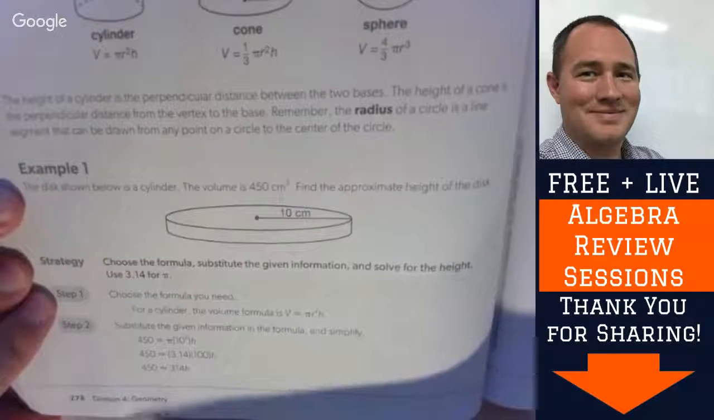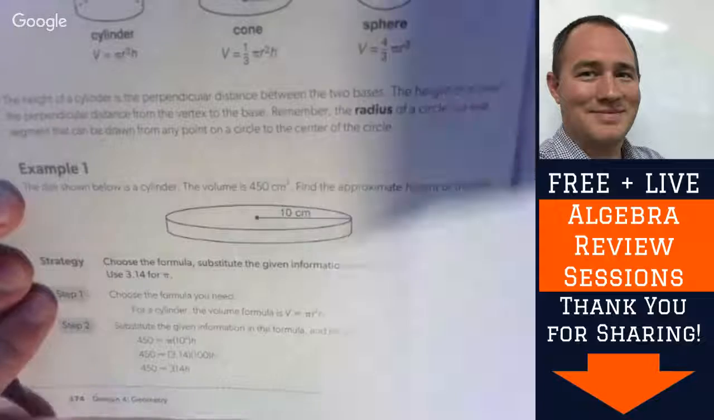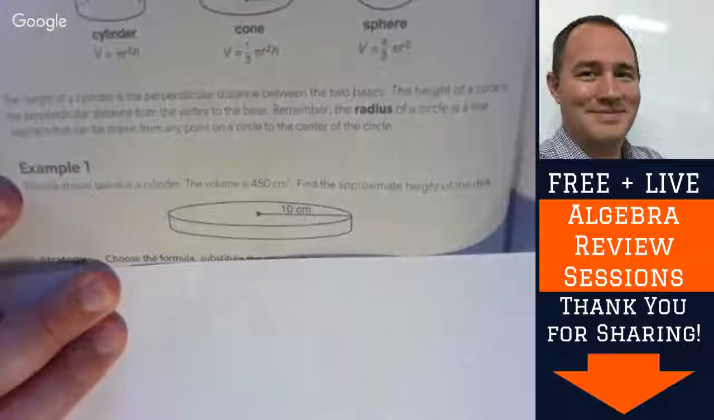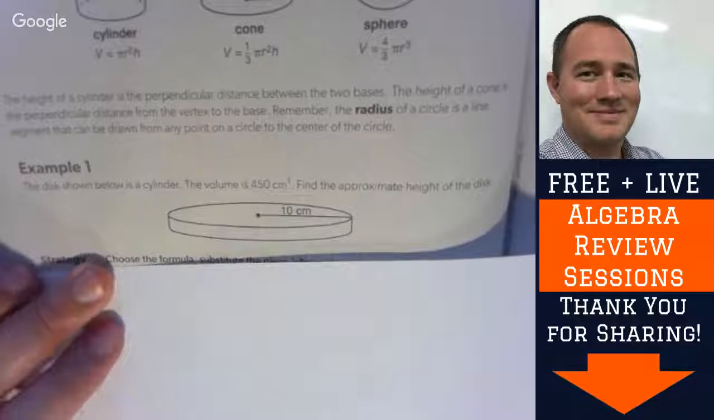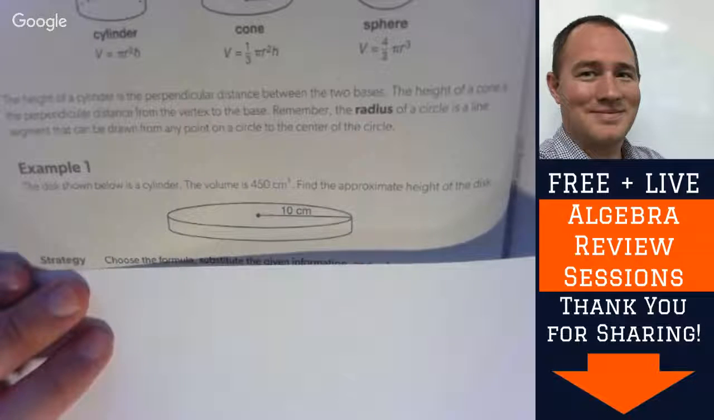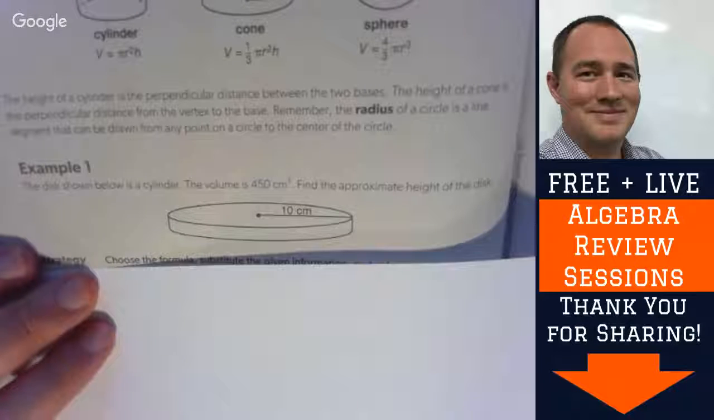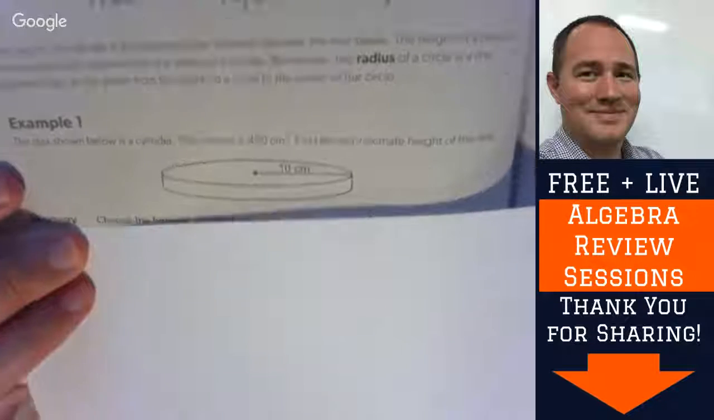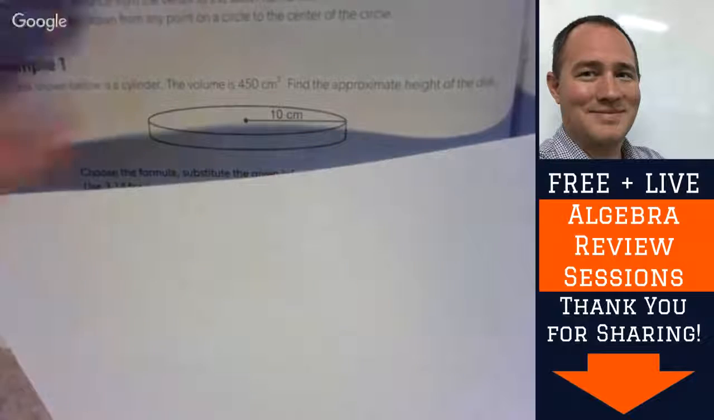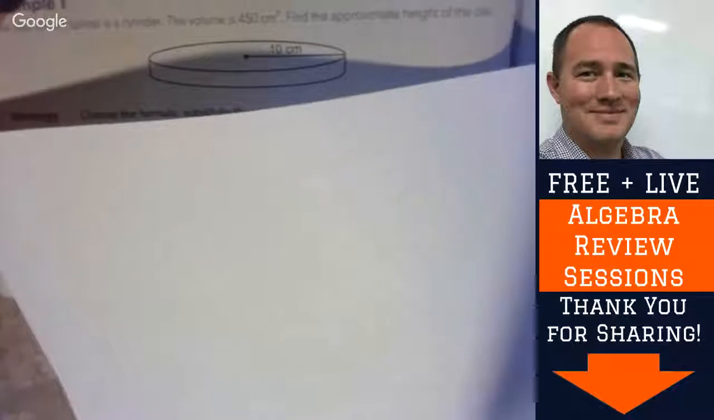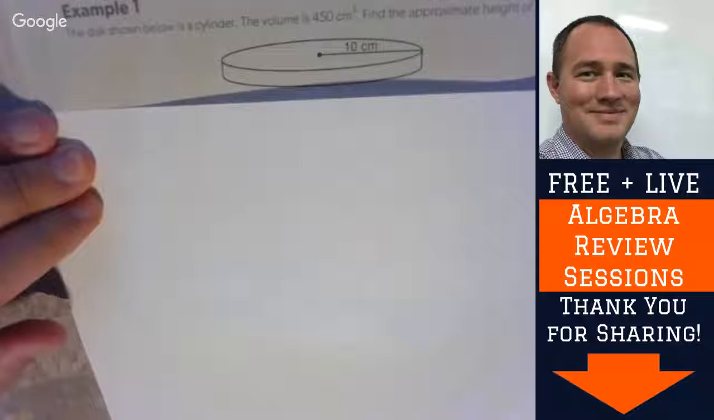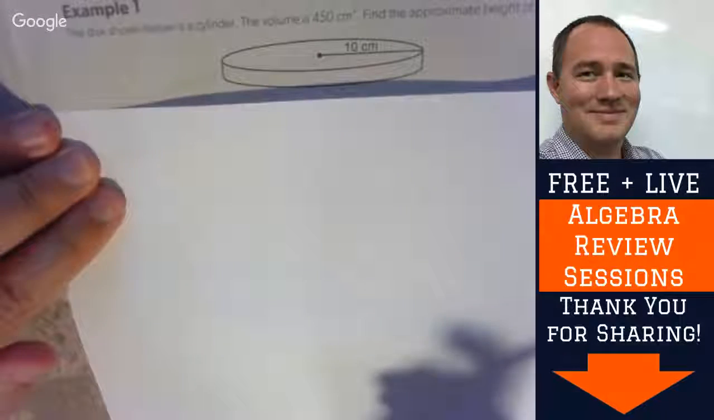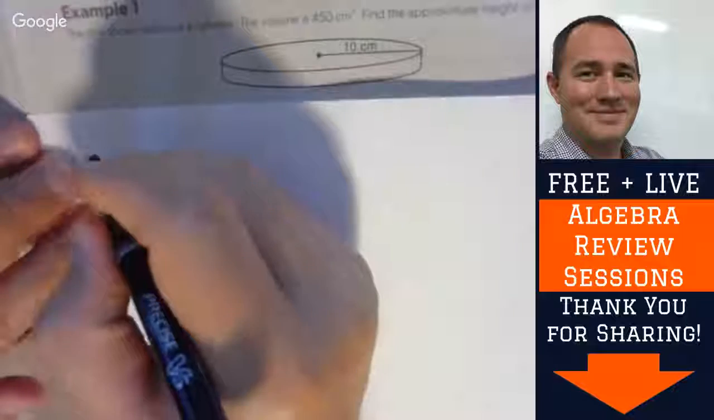Okay, so the disk shown below is a cylinder, and it's telling us the volume is 450 centimeters cubed. Notice the centimeters cubed because we are talking about a three-dimensional object, and we want to find the height of this disk. So let's see if we can work this out.